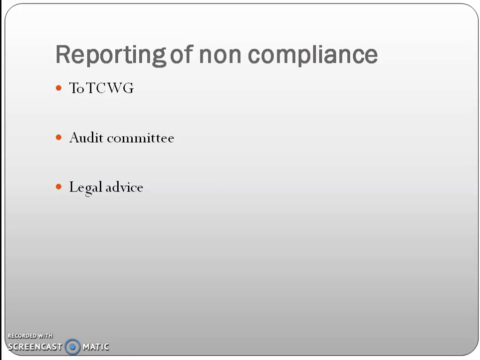In the auditor's judgment, if the non-compliance is believed to be intentional and material, the auditor shall communicate the matter to those charged with corporate governance as soon as it is observed. If the auditor suspects that the management or those charged with corporate governance are involved in the non-compliance, the auditor shall communicate the matters to the next level, which is sometimes an audit committee, and in some countries or organizations there might be a supervisory board.